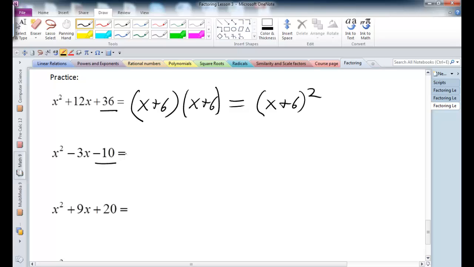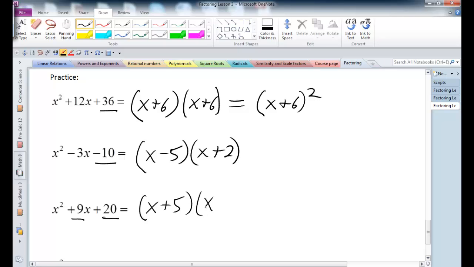Let's look at negative 10. Think of its factors, and think of two of them that could add to negative 3. I would say x minus 5 times x plus 2. Let's look at the 20. Think of factors of 20. Two of them that will add to 9. I would think x plus 5 times x plus 4.